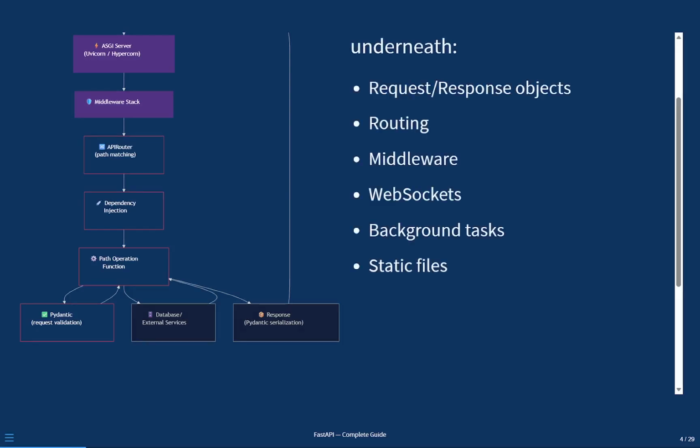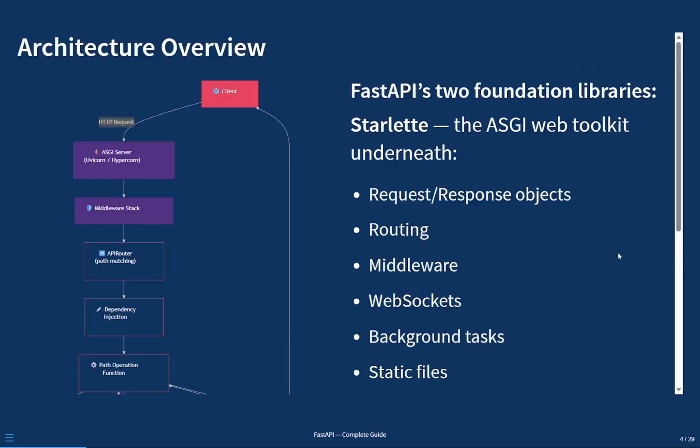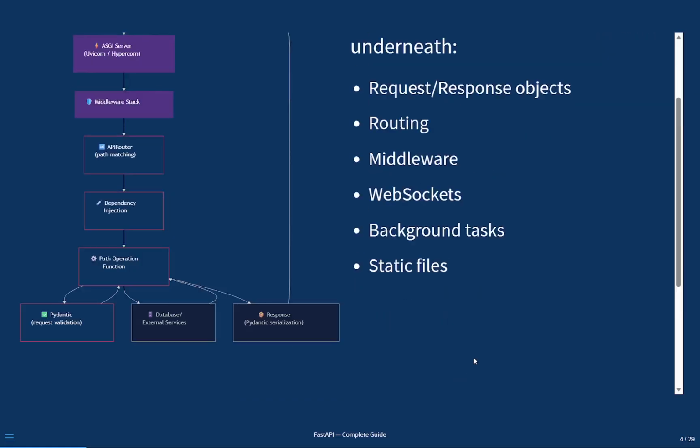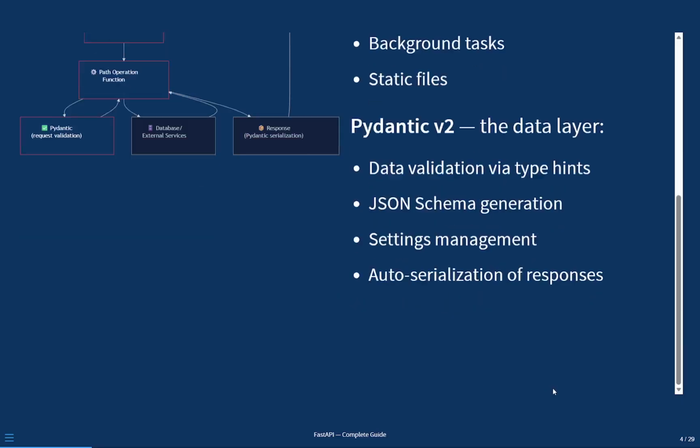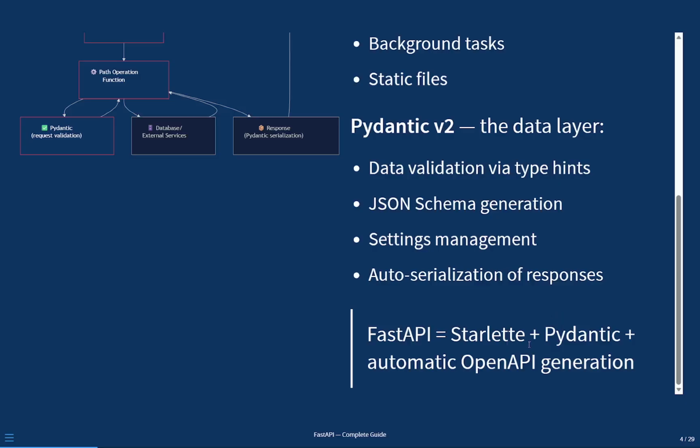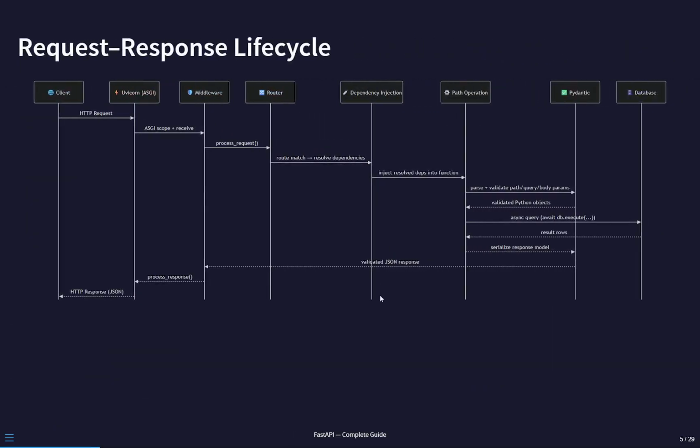The two foundation libraries in brief. Starlette provides the ASGI toolkit: requests, responses, routing, middleware, WebSockets, background tasks. Pydantic v2 provides everything data-related: validation, serialization, JSON Schema generation, settings management. The formula: FastAPI equals Starlette, plus Pydantic, plus automatic OpenAPI generation. Everything else is built on those three pillars. Now let's trace a real request through the complete lifecycle using the sequence diagram.